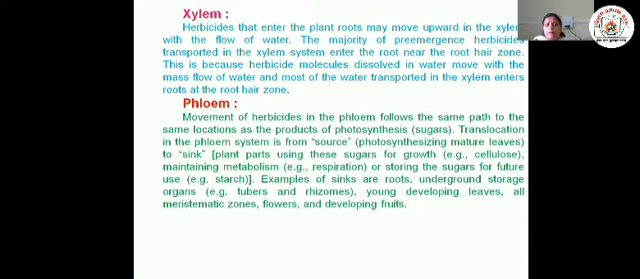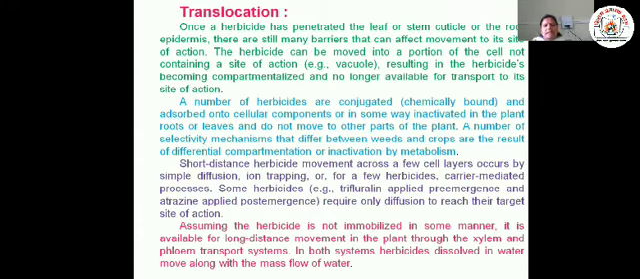Phloem. Movement of herbicides in the phloem follows the same path as the products of sugar. Translocation in the phloem system is from source to sink. Okay, examples of sinks are roots, underground storage organs, young developing leaves, all meristematic zones, flowers, and the developing fruits. This is the translocation process.